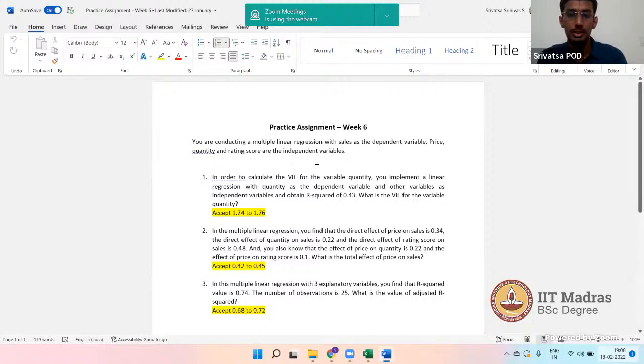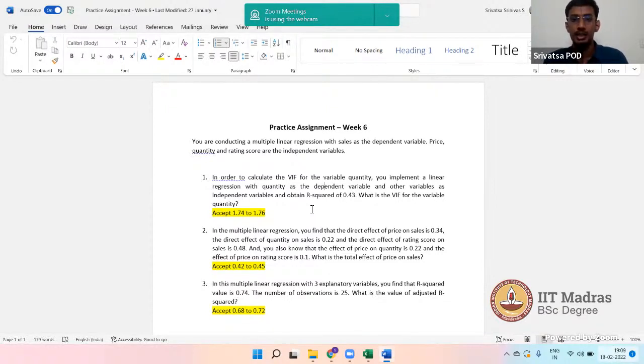So this was the practice assignment from week 6, where multiple linear regression was discussed. You are conducting a multiple linear regression with sales as the dependent variable, and price, quantity, and rating score as the independent variables. The first question is to calculate the variance inflation factor for the variable quantity. To calculate the VIF for quantity, you take it as the dependent variable and the other variables as independent variables. That is how you calculate the variance inflation factor.